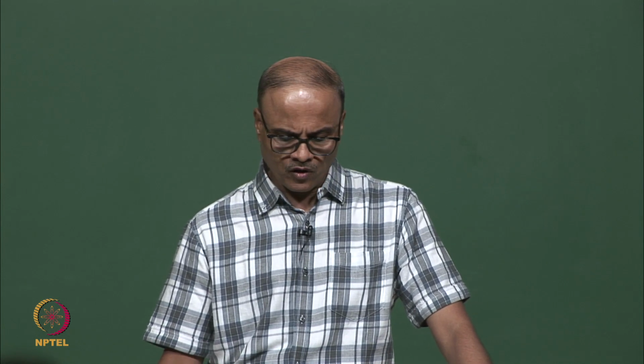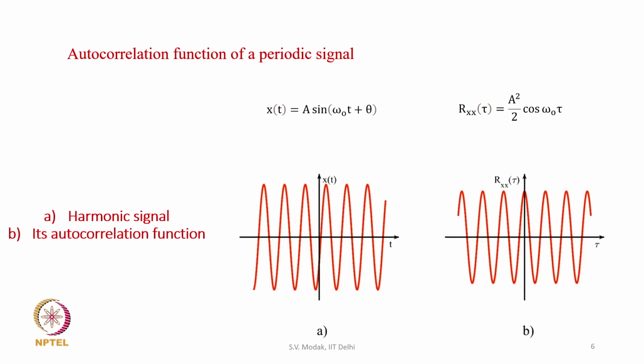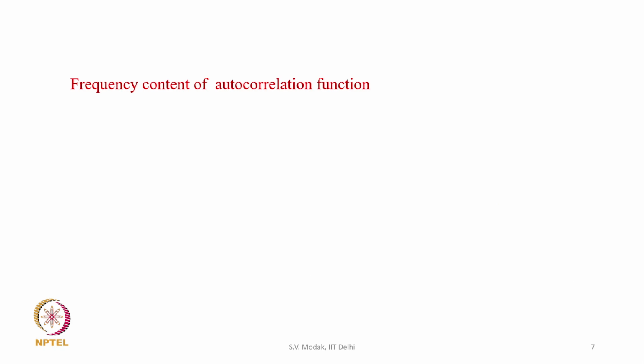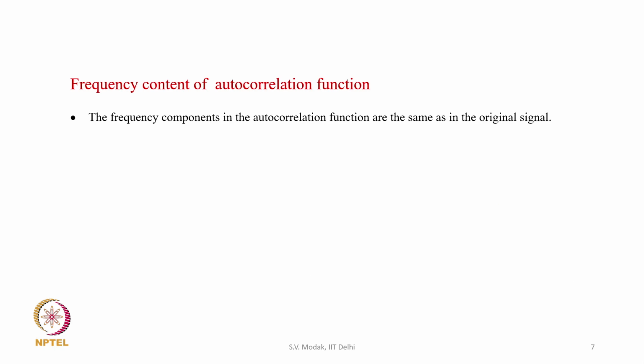So, if you plot the harmonic signal and its autocorrelation function, it would look something like this. We can see that the signal here is a sine signal, but the autocorrelation function is a cosine signal, but both have the same frequency. That is an important observation. So, what can we say about the frequency content of the autocorrelation function? The frequency components in the autocorrelation function are the same as in the original signal.